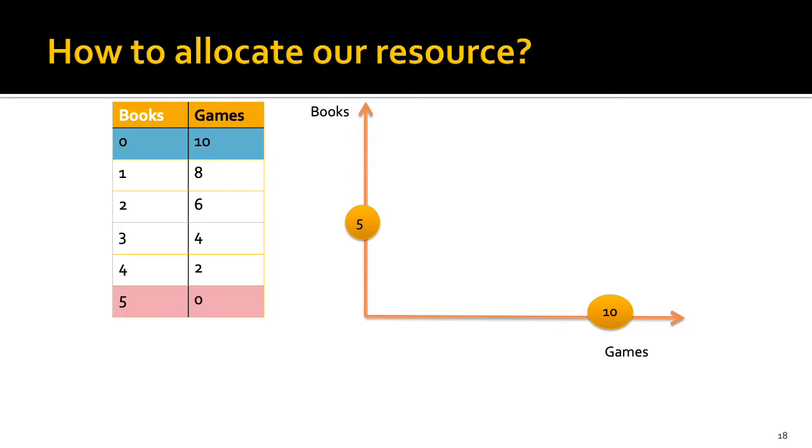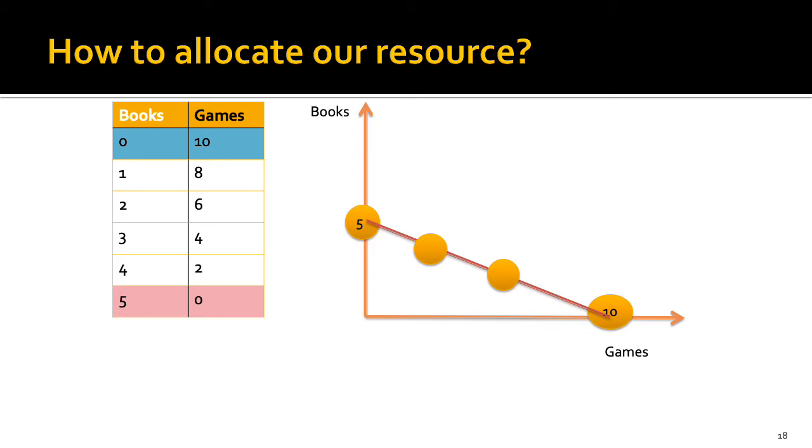And then of course you can fill in the rest of those dots and you end up with this perfect straight line. So these are all different possible choices. Here's another point, etc. The question becomes, what's the best point? How do I allocate this resource? Should I buy 5 books and 0 games? Should I buy 10 games and 0 books? What should I do? And the answer to that is basically whatever gives you the most utility.